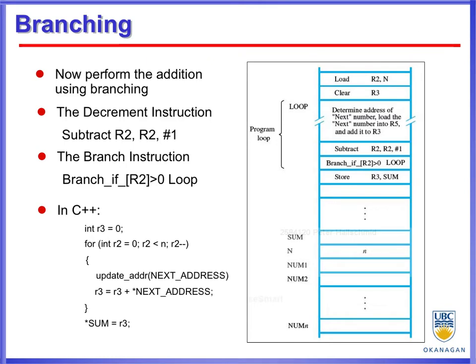All right, so we can do that, but we're going to slowly increase our vocabulary of assembly language instructions. We need a couple of additional instructions. We're going to have to keep track of the number of numbers we've already added together somehow. We need to implement a counter. That counter is going to have to decrement from the total number of numbers down to 0 as we go through our loop. So we're going to use a subtract instruction or a decrement instruction to do that.